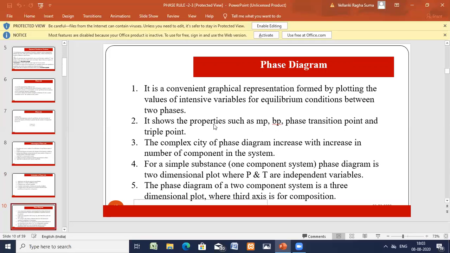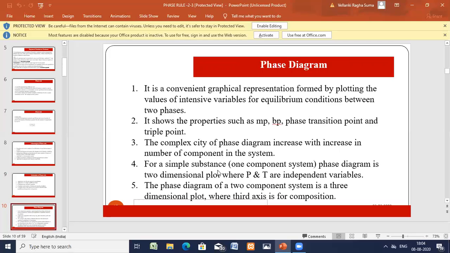Now it shows the properties: melting and boiling points, phase transition points, the triple point and the eutectic point. All these can be shown in the phase diagram. The complexity of the phase diagram increases with the number of components in the system.